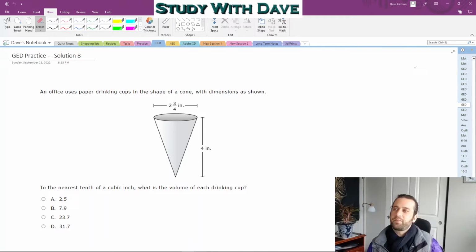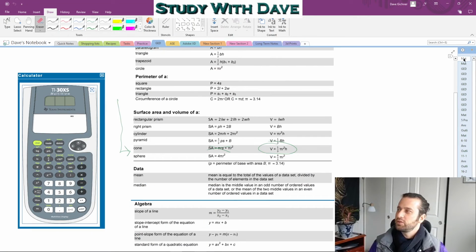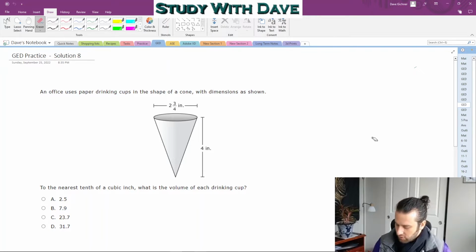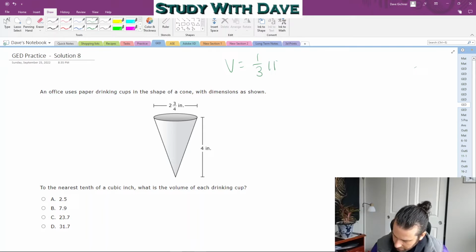All right, number 8. An office uses paper drinking cups in the shape of a cone with dimensions as shown. To the nearest tenth of a cubic inch, what is the volume of each drinking cup? So the first thing we're going to do is go over to our math reference sheet, and I've already marked it. We have V for a cone, or volume of a cone, is 1/3 pi r squared h. That's the formula we're going to use, and we see that we have a diameter here of 2 3/4 inches.